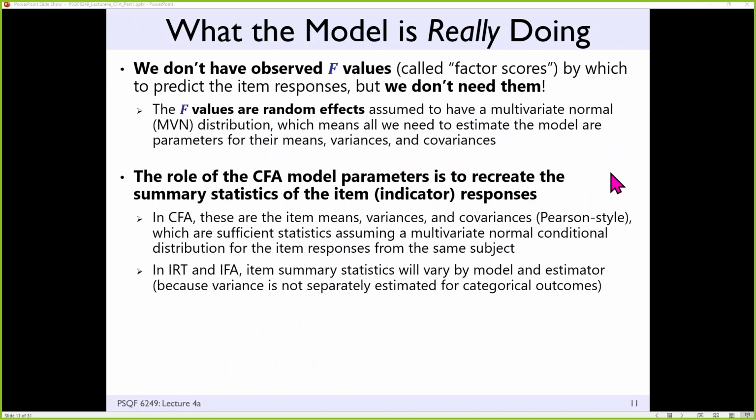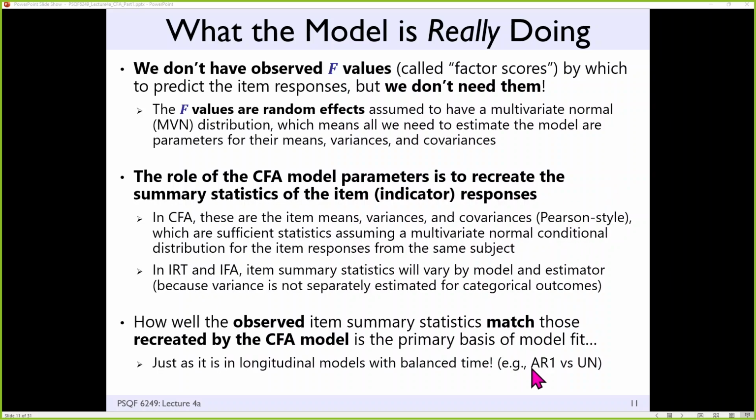So the goal then is to compare that set of predictions to what's actually in the data and see how close we are. And the extent to which they match is the basis of model fit. So what we're going to focus on is the summary statistics of the items, not the individual separate responses. Their means, their variances, and their covariances. And I note this is a Pearson-style version because when we get into the next unit, that will differ.